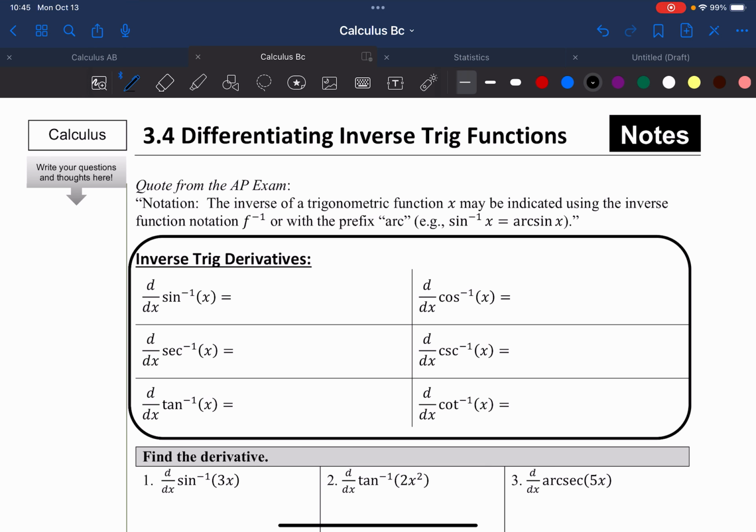Okay, 3.4 notes, taking the derivative of the inverse of trig functions. So it says, quote from the AP exam, notation: the inverse of a trigonometric function of x may be indicated using the inverse function notation f to the negative 1 or the prefix arc, which means we could say the inverse of sine x or we could say arc sine of x. Okay, so you could see it two different ways in these examples.